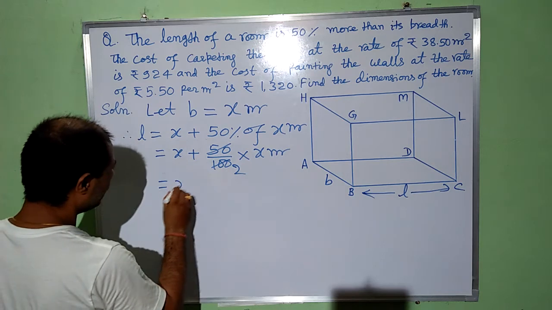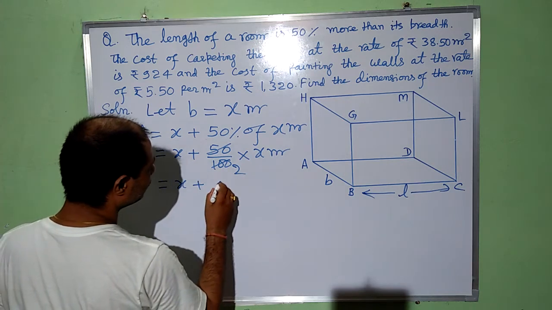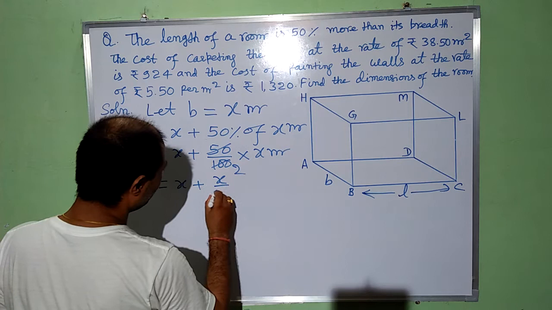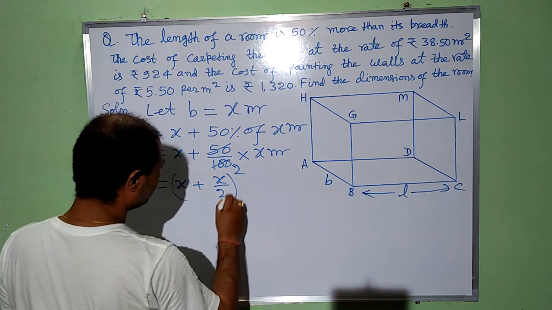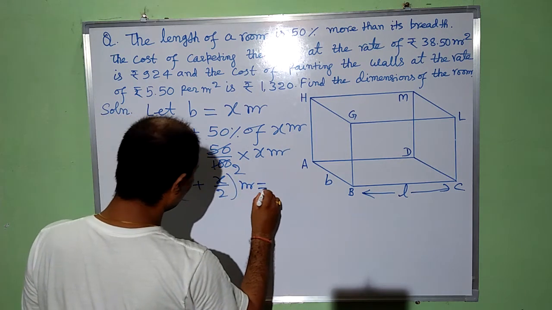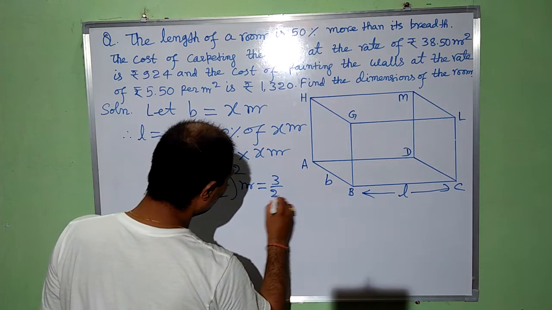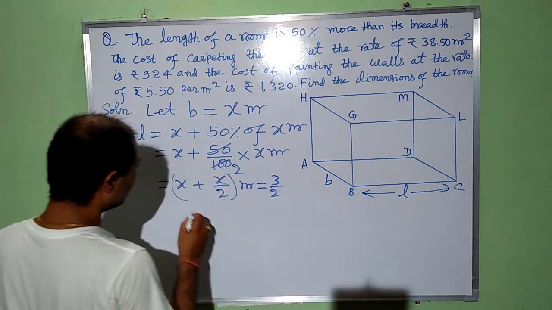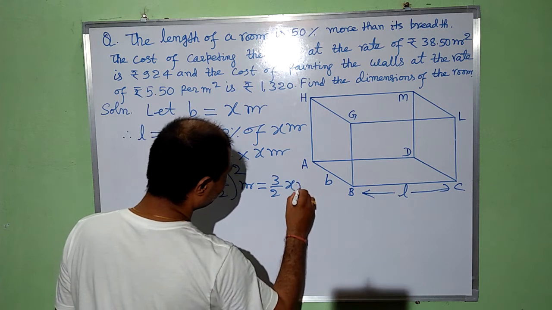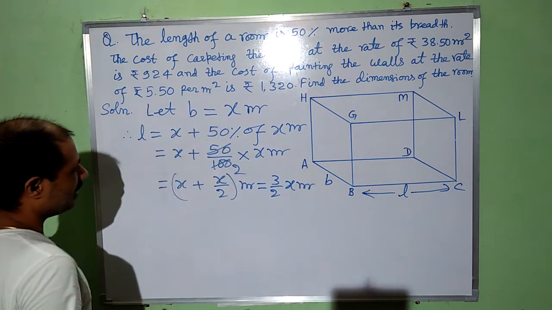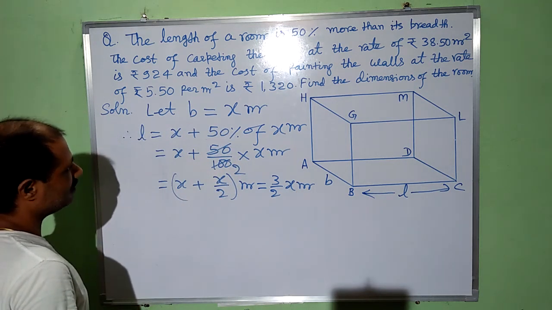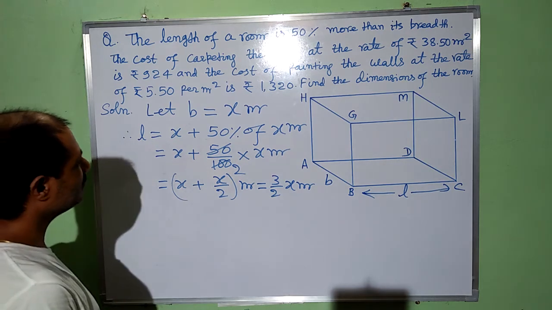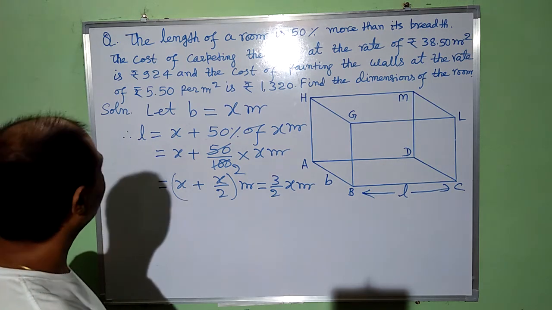That is x plus x by 2 meter. This is 3 by 2 x meter. 2x plus x, that is 3 by 2 x meter. L is obtained, B is obtained.